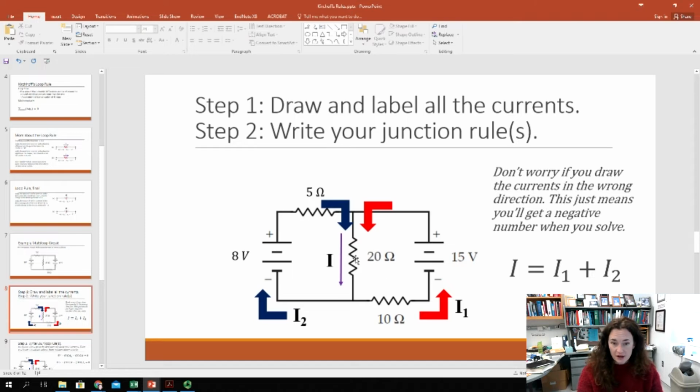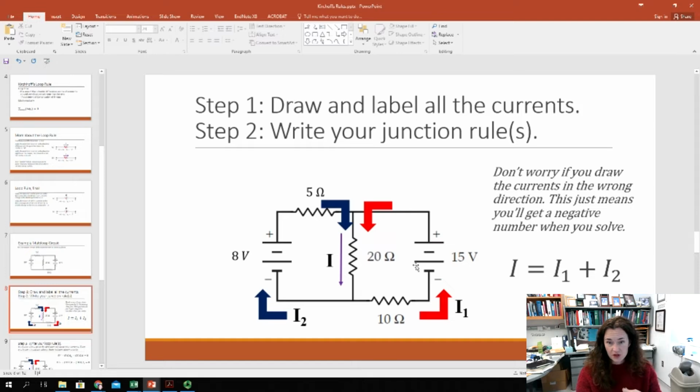Now, I1, let's say that you're going down through the 20 ohm resistor, that's your current I, and then you turn and go through this 10 ohm resistor, and then upwards the right way through the 15-volt battery, and then back across. So the red is I1. I1 travels through the 10 ohm resistor and the 15-volt battery. I travels through the 20 ohm resistor downwards, and I2 travels through the 8-volt battery and through the 5 ohm resistor in the directions.